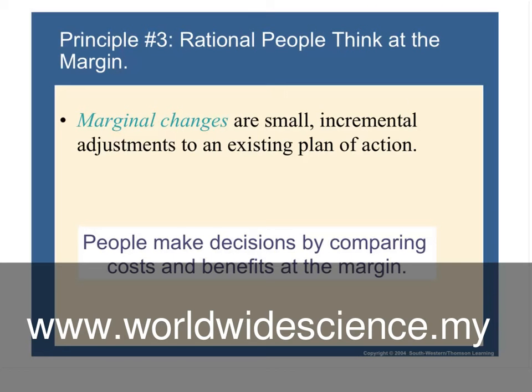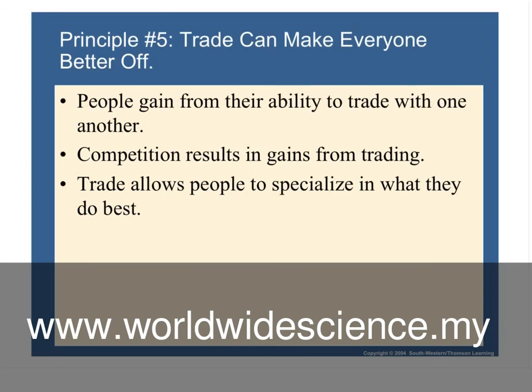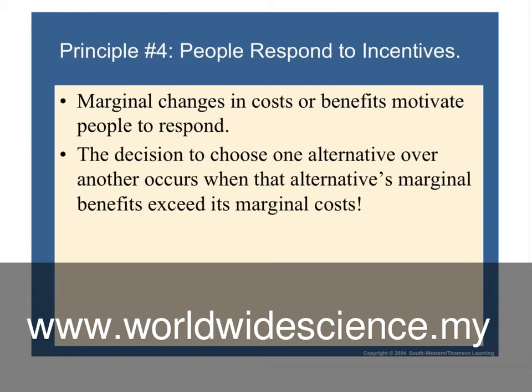So getting back to this slide that I was just explaining, which is here. The decision to choose one alternative, which is, let's say, giving out $5 and getting that loaf of bread over getting, let's say, rice, occurs when your alternative's marginal benefits of getting that loaf of bread exceed the marginal cost of getting that bread.